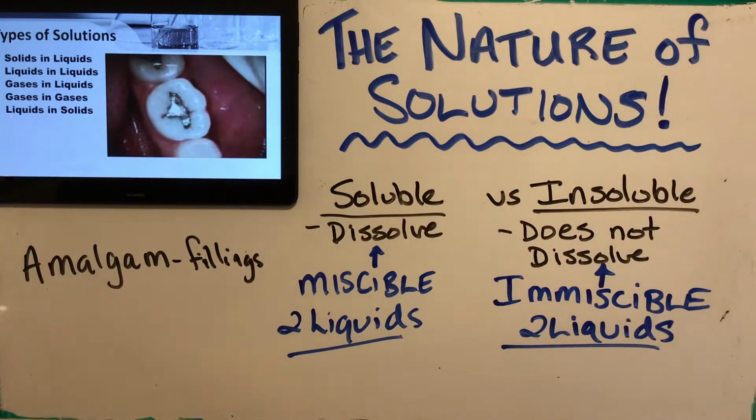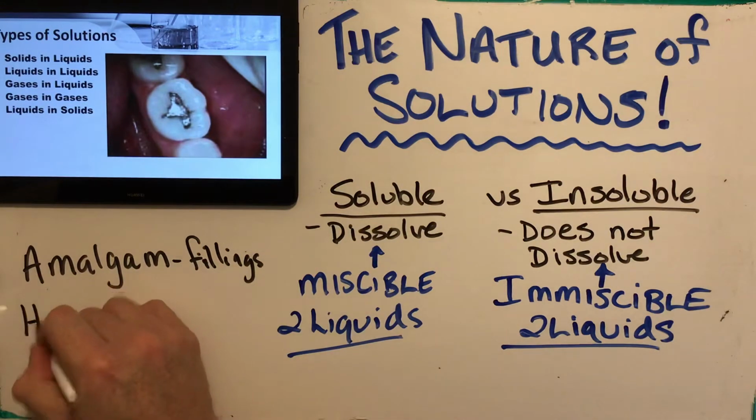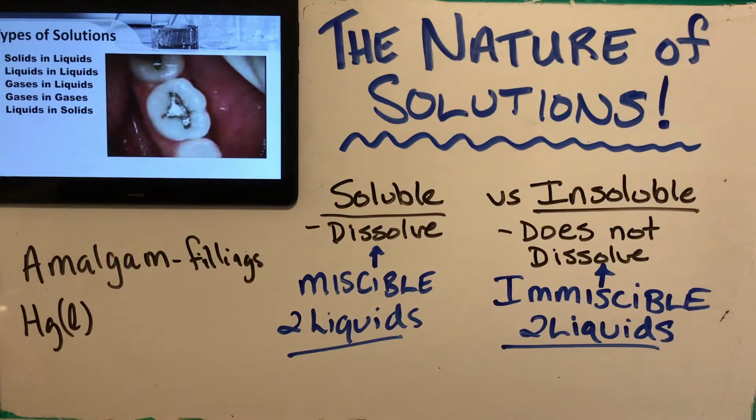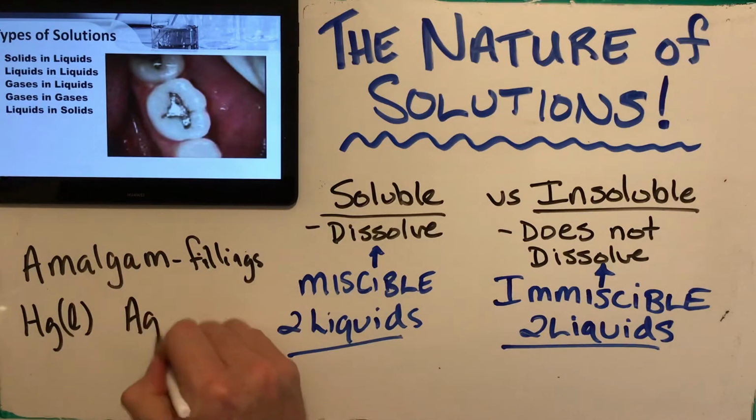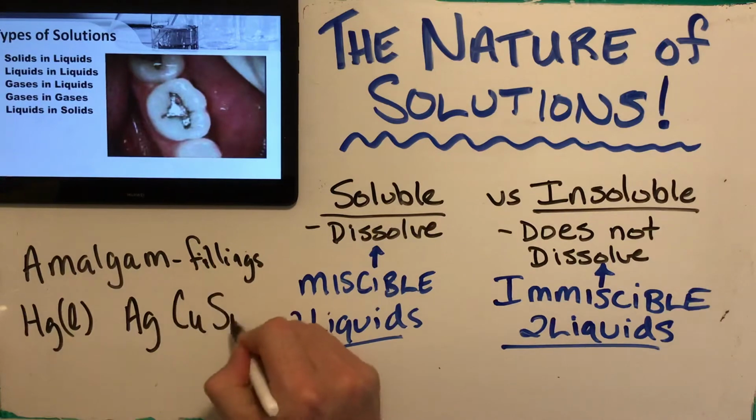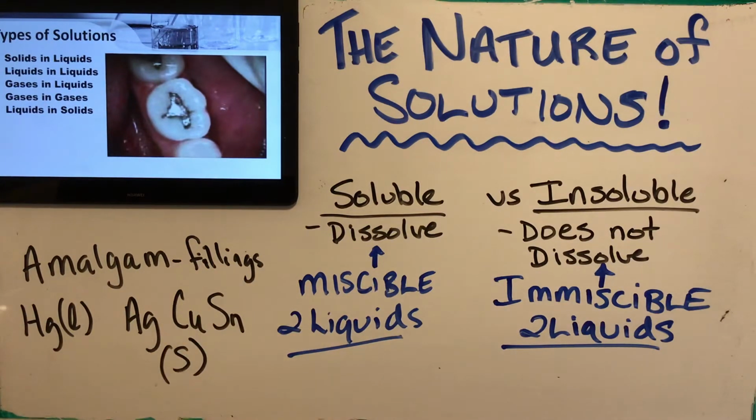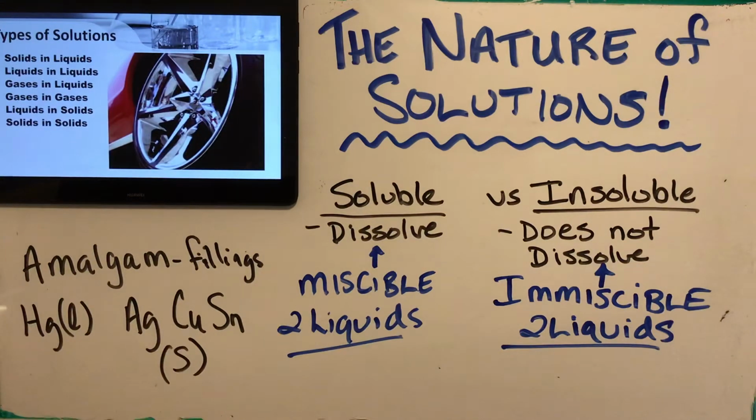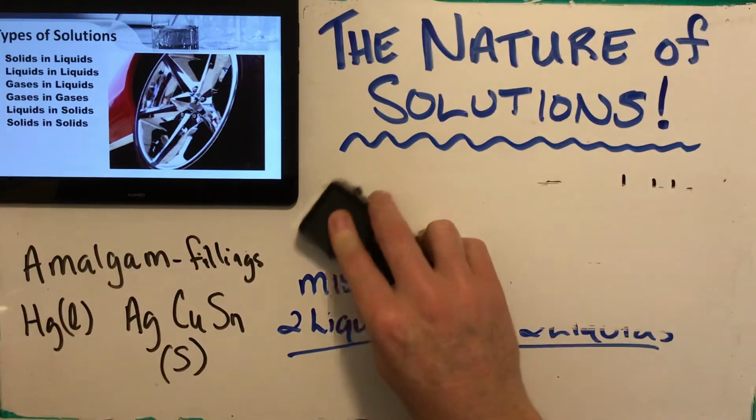It's a liquid dissolved in a solid. That seems weird. You mean a liquid dissolved within a solid? Usually the solid gets broken down by the liquid, but here the liquid was mercury. They mix the mercury with a mixture of silver, copper, and tin. These were the solids. Together the two of them would make this solid compound that they would form inside of your tooth to fill depressions and openings, cavities. Solids and solids. So I'm just going to erase this.